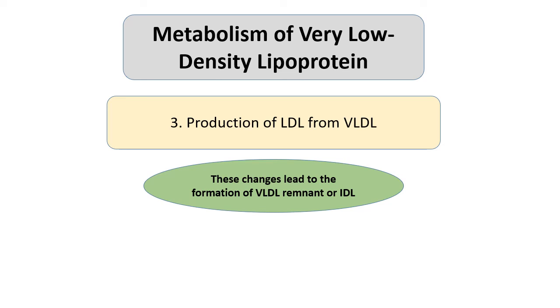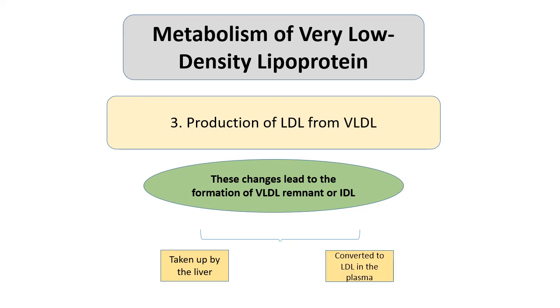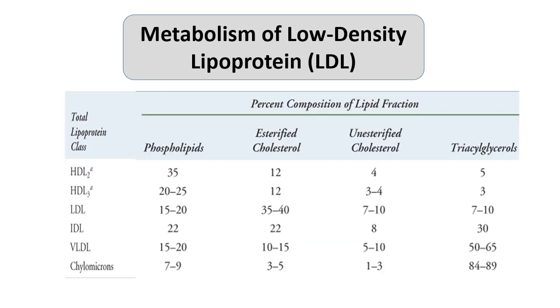After metabolism to IDL, these IDL could be either taken up by the liver via receptor-mediated endocytosis that uses ApoE or ApoB100 as the ligand, or converted to low-density lipoprotein, LDL. Low-density lipoproteins, LDL, are the lipoproteins with the highest percentage of cholesterol esters. Their function is to provide cholesterol to the peripheral tissues.